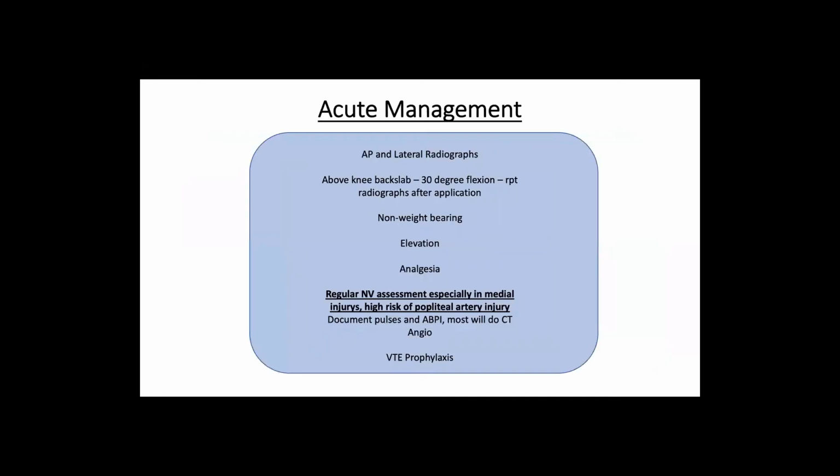So the acute management of tibial plateau fractures. Again, as we said, AP and lateral radiographs are very important. I would do an above knee back slab for these patients. Okay, a back slab is where you put plaster along the back of the leg. And the reason that we say back slab for acute injuries is that if you do circumferential plaster, which doesn't stretch, when they swell, you constrict that and you can create a compartment syndrome.